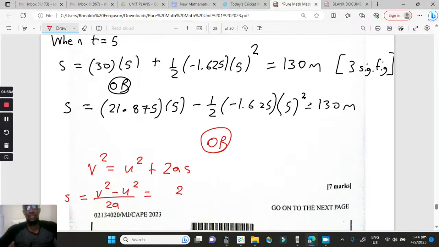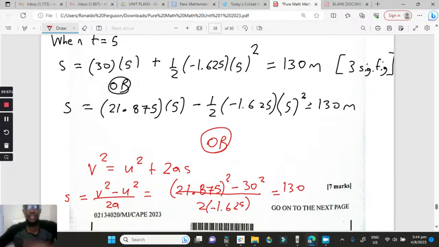You could say the velocity 21.875 square minus initial velocity square over 2 times acceleration. So you can do any one, and I guarantee same answer. Alright, so I'm just showing you the multiple ways you could do this question. I'm not even going to finish it. We just know that we get the same 130. Put it in a calculator, try it, it will be. So that concludes this paper.